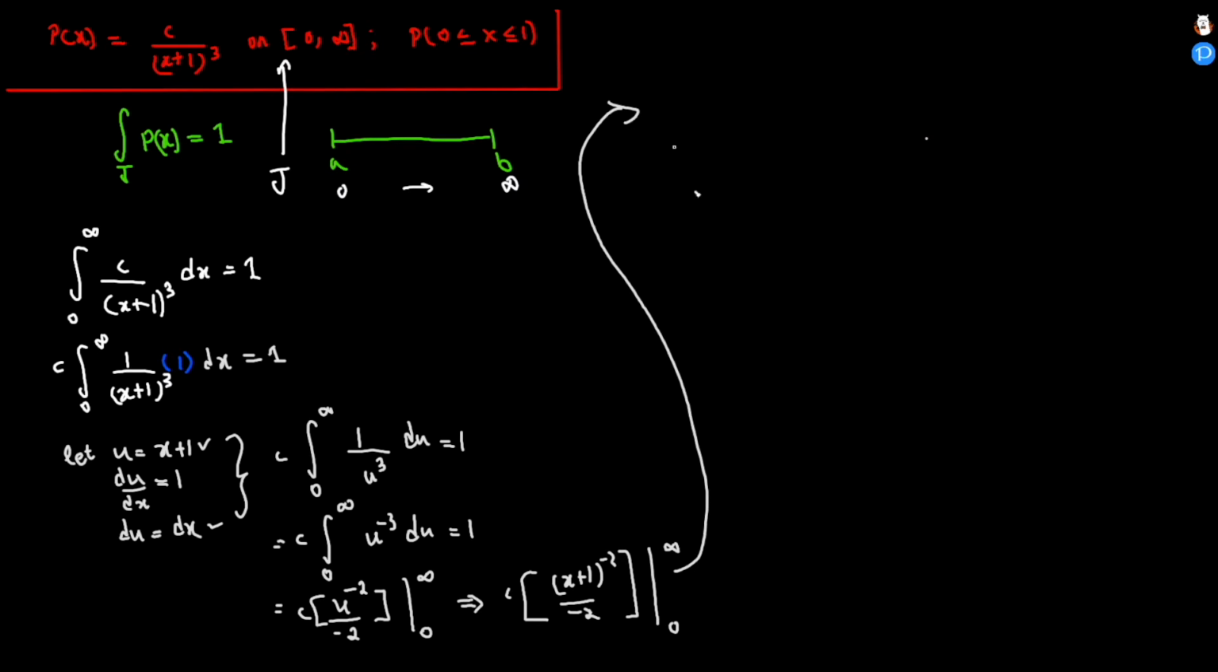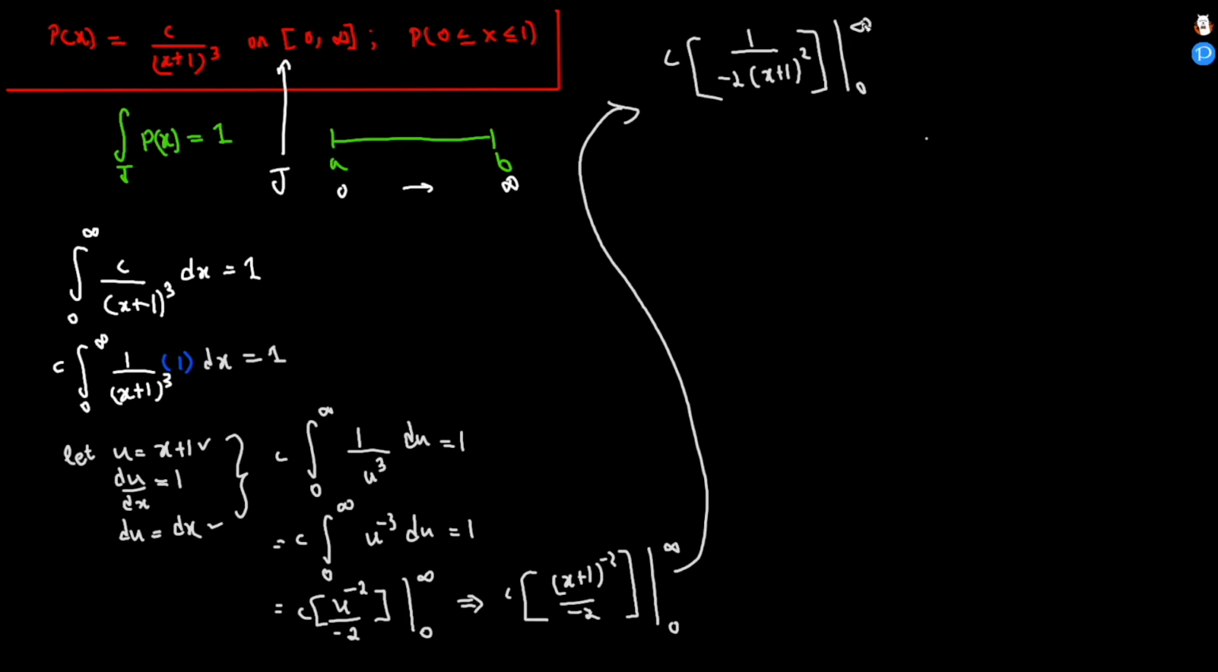Bring this whole thing up here to make some space. Okay, let's just rewrite this, right? So we have c times 1 over minus 2 times (x plus 1) squared, right, from 0 to infinity. I just brought this down. Okay, right. So how do we evaluate this?